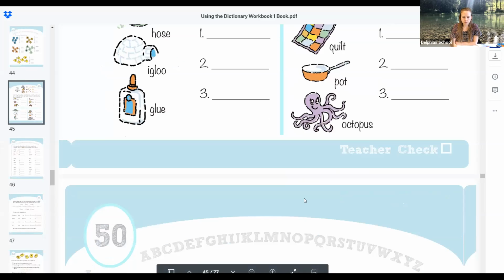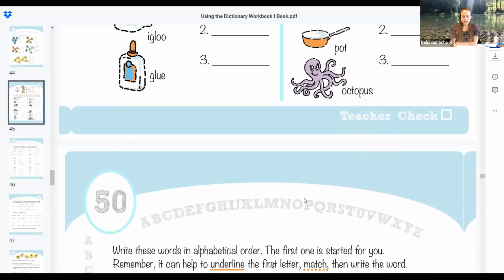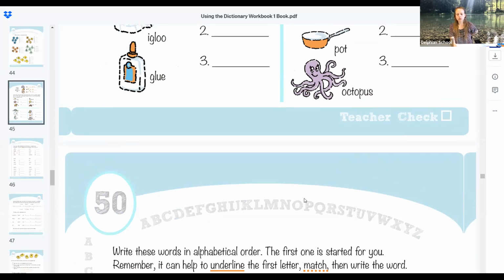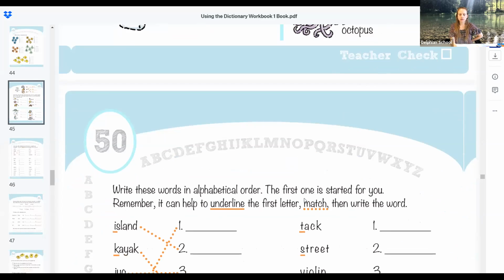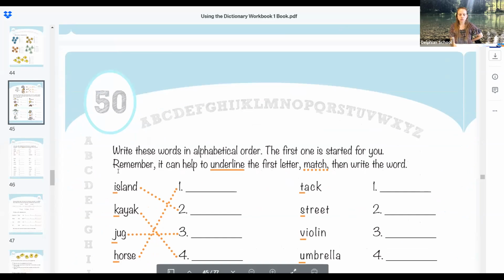Okay, let's go on to the next page. Write these words in alphabetical order. The first one is started for you. Remember, it can help to underline the first letter, match, then write the word. Okay, so we aren't going to underline because I think most of you guys are doing this on my computer screen. So we're just going to walk through it. So we've got H-I-J-K.